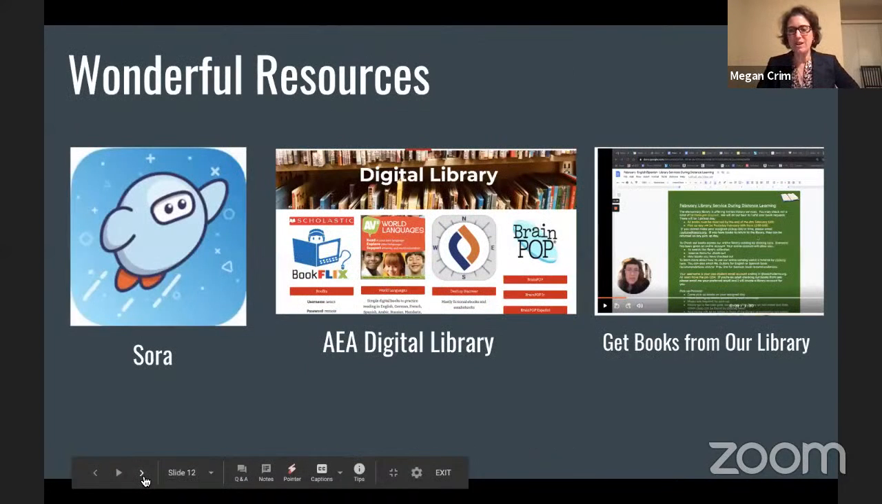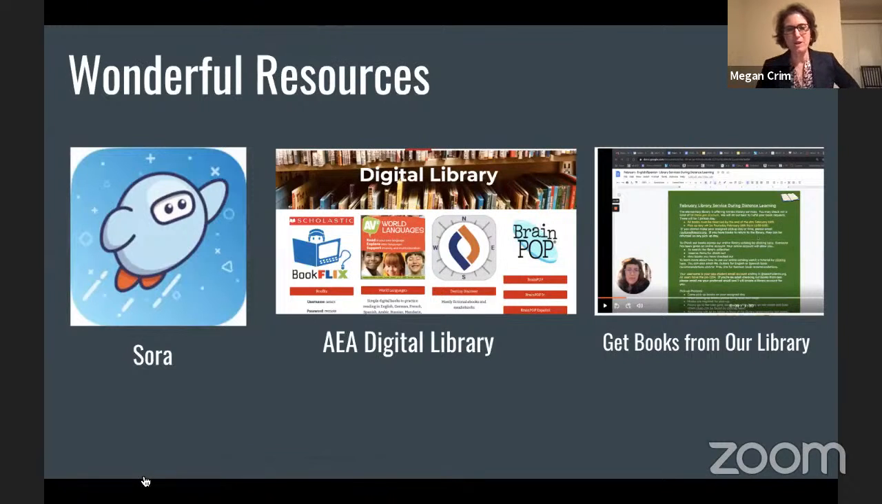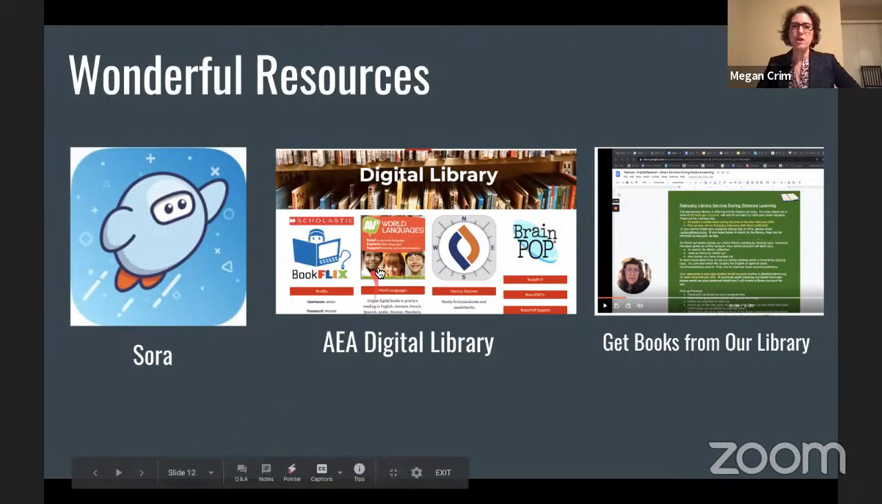So Rebecca Gollins is our librarian, and she's phenomenal. And if you haven't discovered our AEA digital library, I highly, highly recommend doing that.